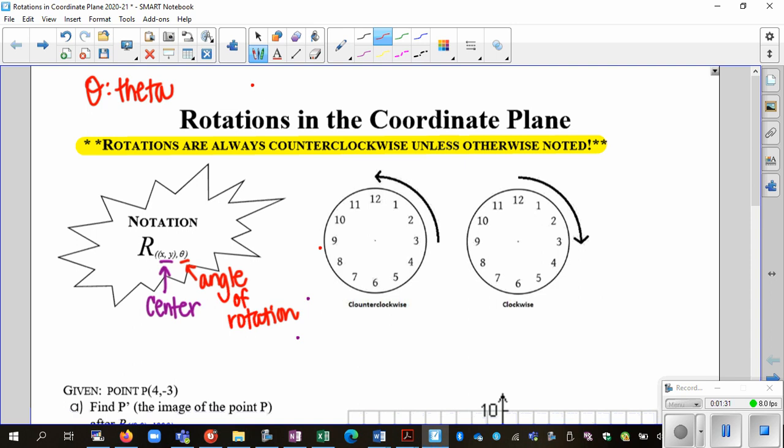When we rotate, like I said, we're always going to rotate counterclockwise unless it's otherwise noted. Counterclockwise, going against the direction of the clock, you can abbreviate as CCW. These are always going to be positive angles. For example, if I see a rotation centered at 0, 0, the origin, and then I see a positive 90 degrees, that means I'm going to rotate 90 degrees counterclockwise. So these are always going to be positive angles.